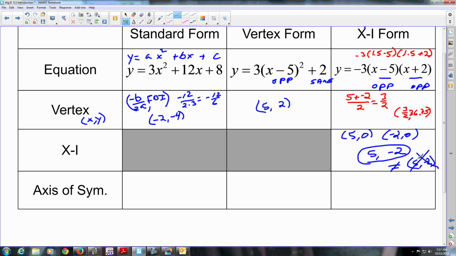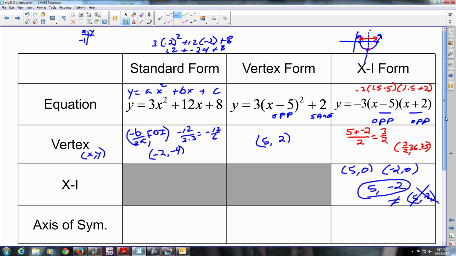Axis of symmetry. As I drew in this little picture, your vertex is on your axis of symmetry, and that axis of symmetry is a vertical line. That's the x-axis. So your axis of symmetry is going to look like x is equal to some number. That's the equation of the vertical line. So the equation for the axis of symmetry, generically, is x equals the opposite of b over 2a, because that's the x value of your vertex. But more specifically for this problem, it's x equals negative 2.